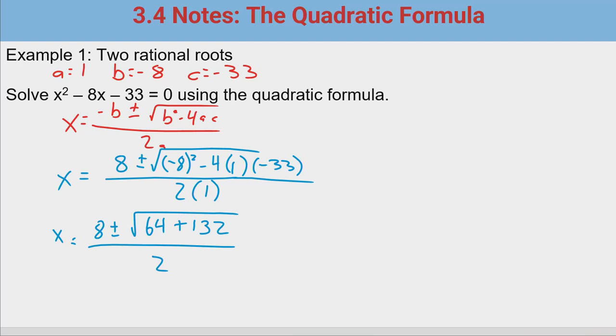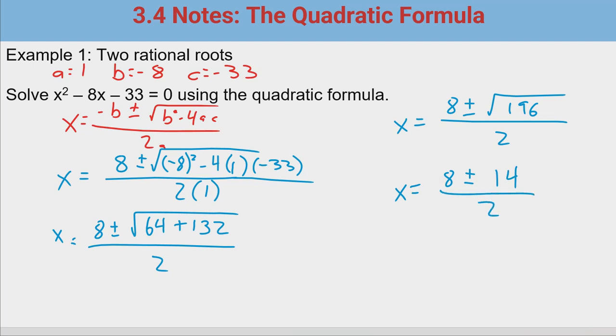Okay, so I'm going to move over here on my slide. I get x equals 8 plus or minus square root of 196. I'm going to do the 64 plus the 132, all over 2. So x equals 8 plus or minus square root of 196, that's calculator work, is 14 over 2. So now I have to split this into 2 problems. I'm going to have to go x equals 8 plus 14 over 2, and x equals 8 minus 14 over 2.